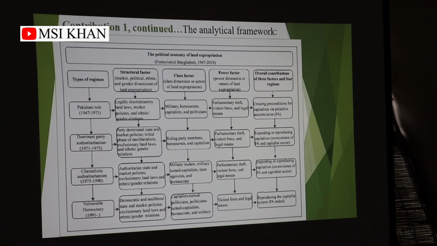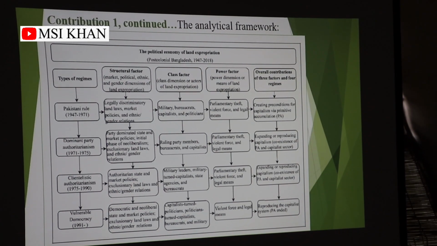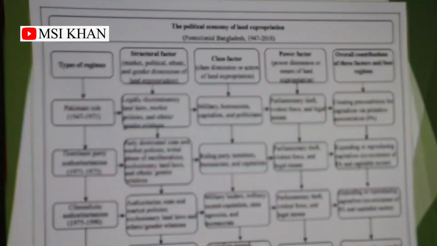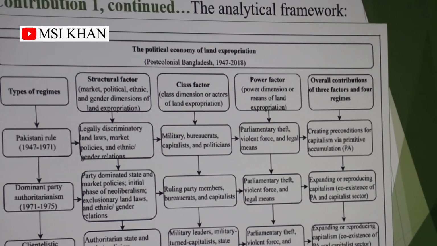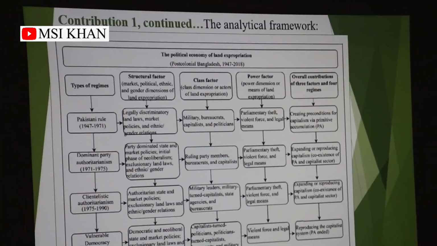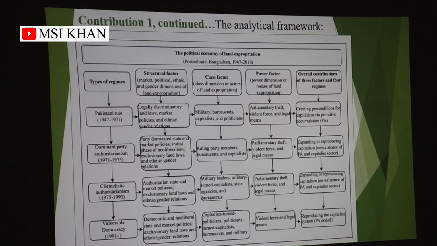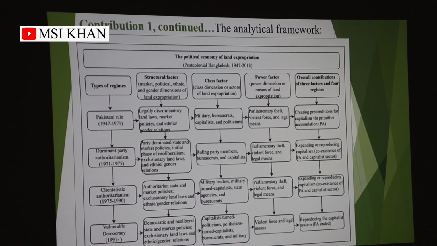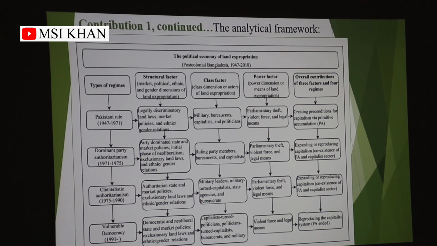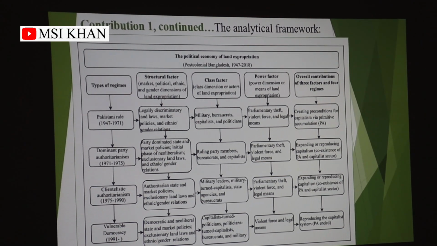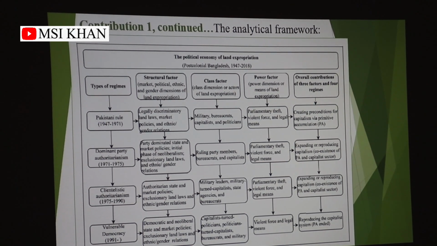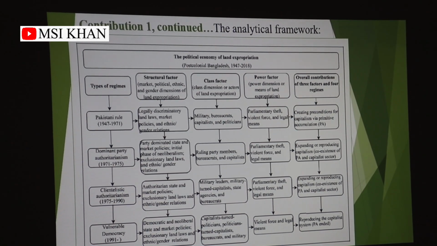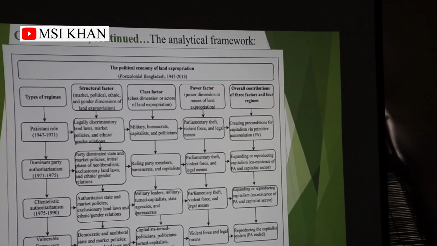So I'm showing here that from 47 to right now, we have at least four major political regimes. Under each regime, how state or capitalists actually grab land. What were the purposes? It is a very big question. What were the means of accumulation? And how actually did they do it by grabbing land?